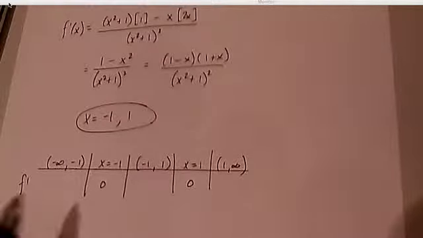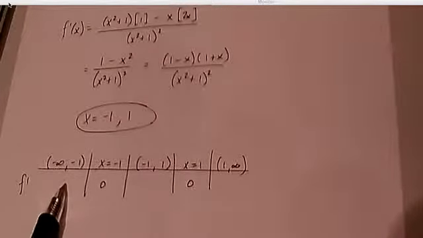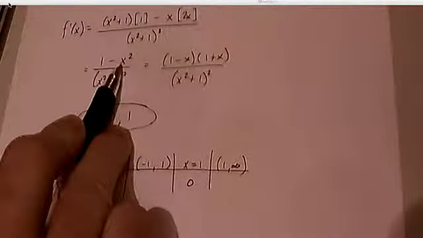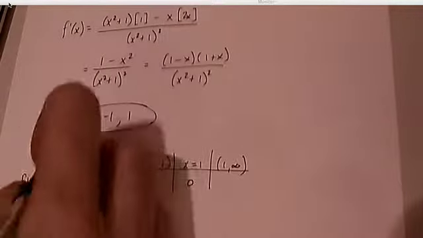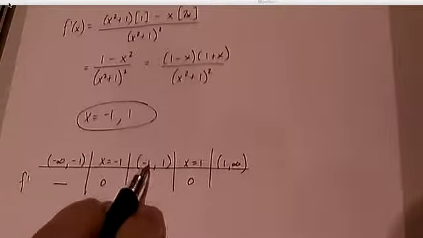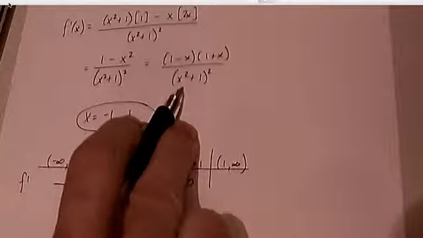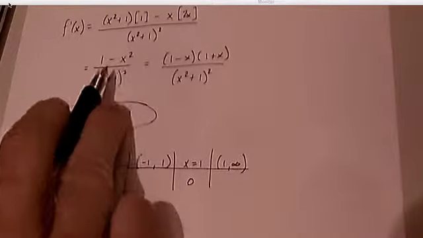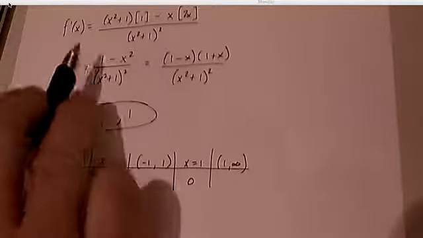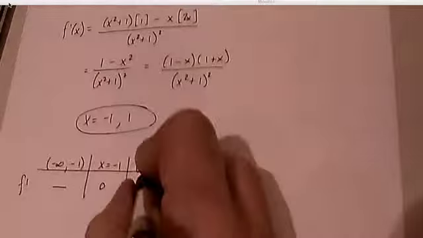Let's go ahead and plug in a representative point for this interval. How about negative 2? If I plug in negative 2 in here, I'm going to get 1 minus 4 in the numerator. That's going to be negative. Let's plug in a representative point on this interval. By the way, the denominator is always going to be positive, so we don't even have to check it. The sign is going to be determined by that numerator. That's why we're only worried about plugging in for the numerator. So I plug in 0. 1 minus 0, well, that's going to be positive.